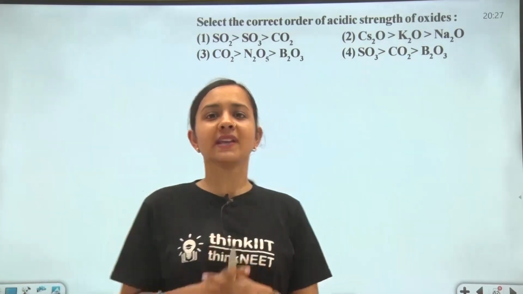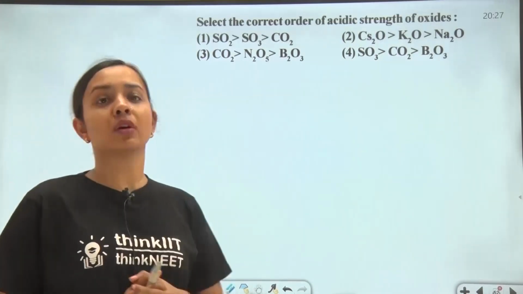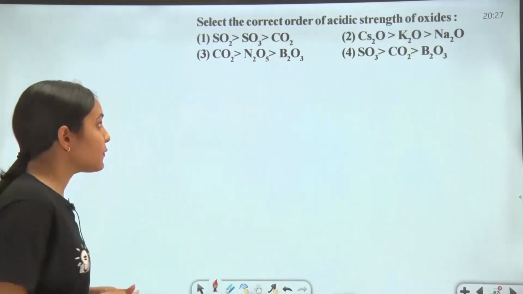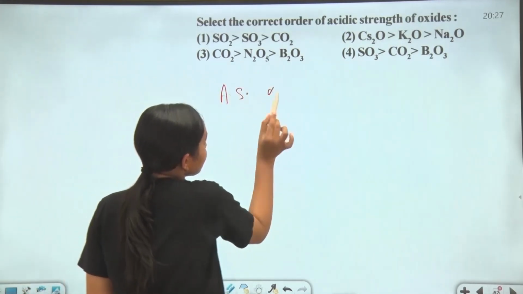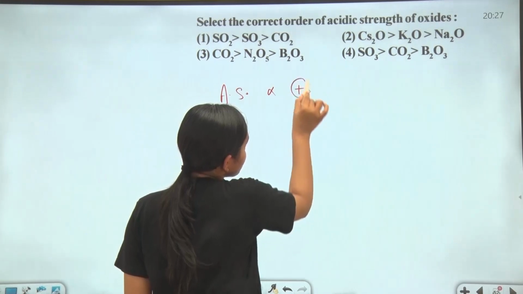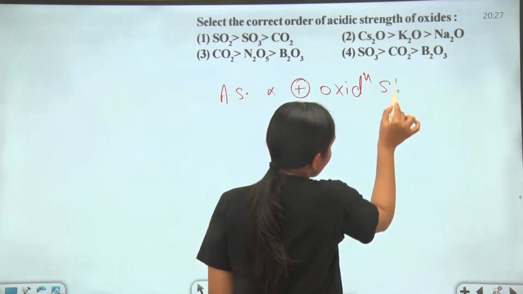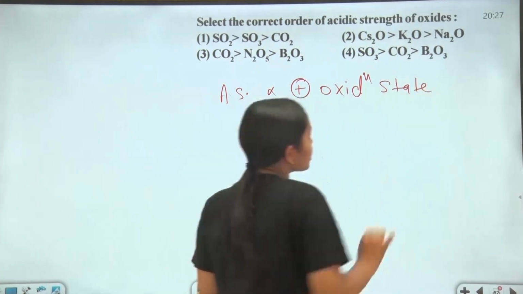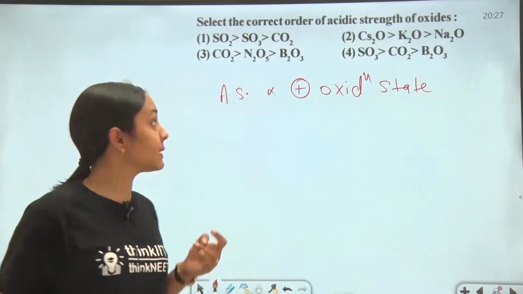Hello dear students, so our next question is, select the correct order of acidic strength of oxides, right? Student, if we talk about the acidic strength, then acidic strength is directly proportional to the positive oxidation state. If oxidation state increases, then acidic strength will also increase, right?